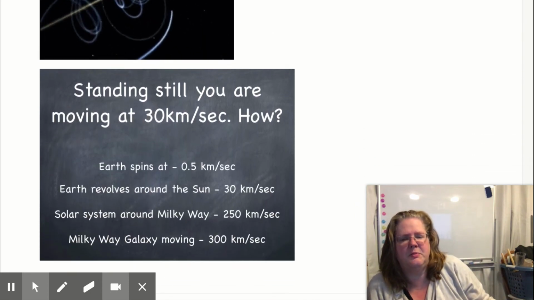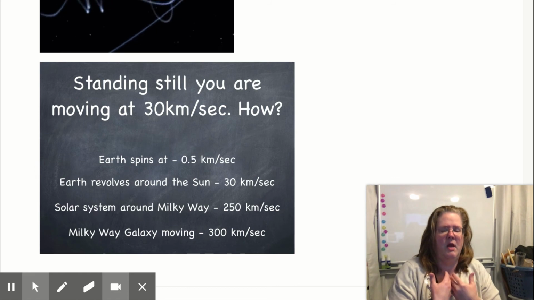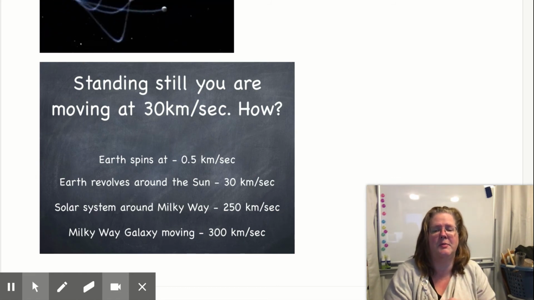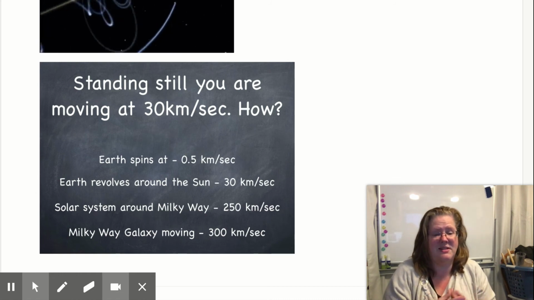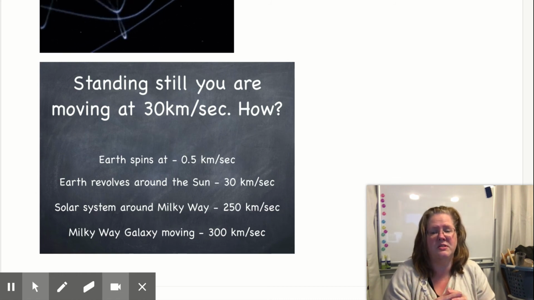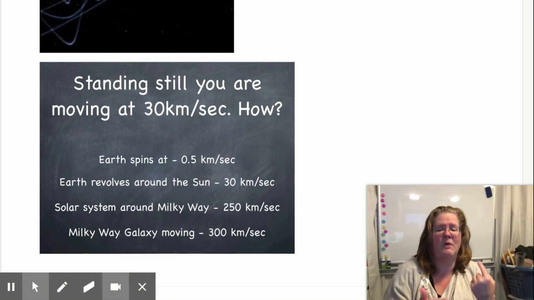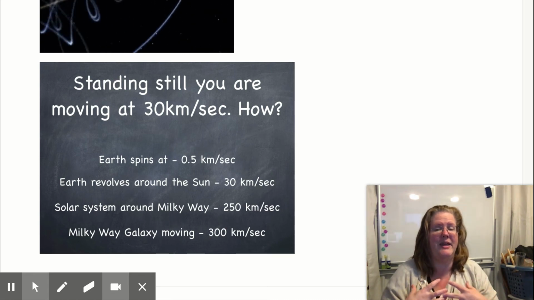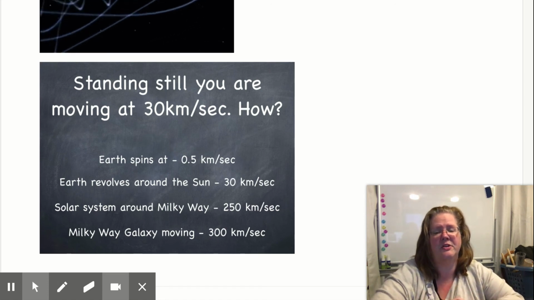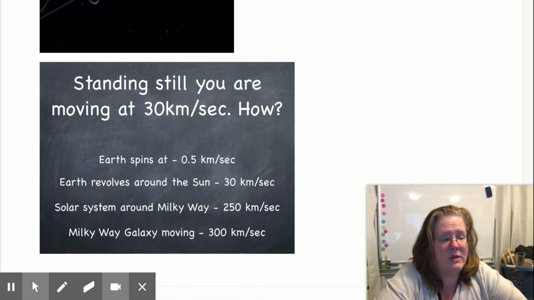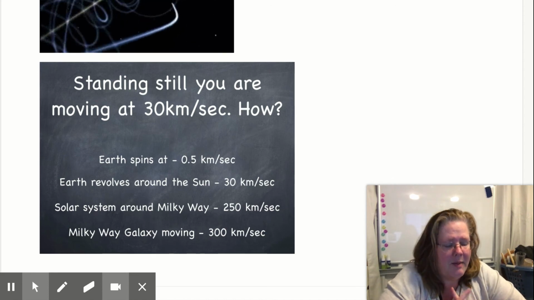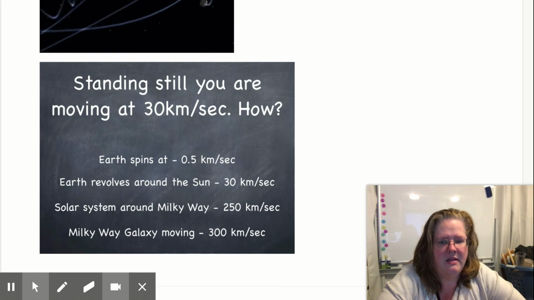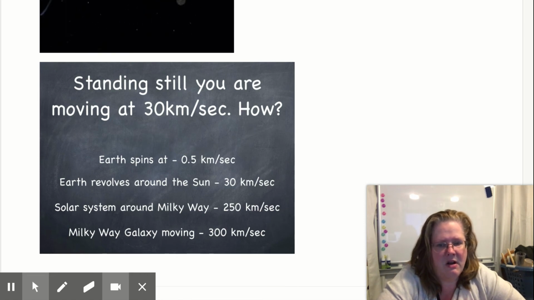So just to put this into perspective, right now standing still, our frame of reference has a hard time understanding this, but the Earth spins at 0.5 kilometer a second. We revolve around the sun at 30 kilometers a second. Our solar system is spinning around the Milky Way at 250 kilometers per second, and the whole Milky Way galaxy is being flung outwards at 300 kilometers per second. That's incredibly fast. The problem is the distances are so vast in space that it's a couple light years for our closest star to get to us.